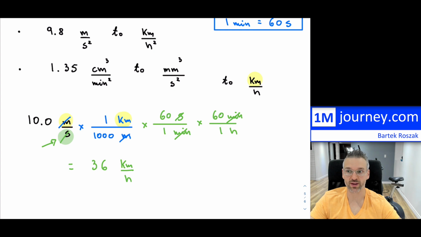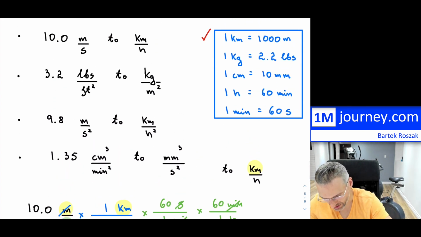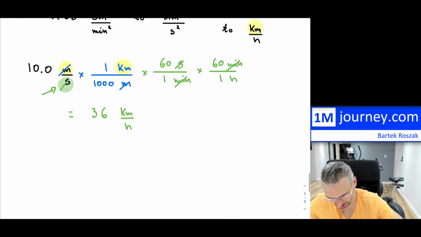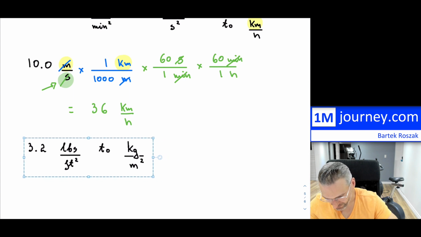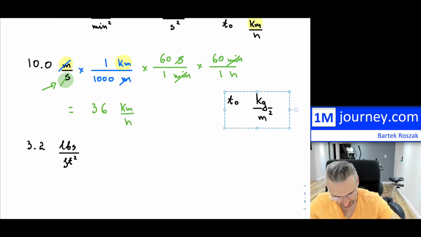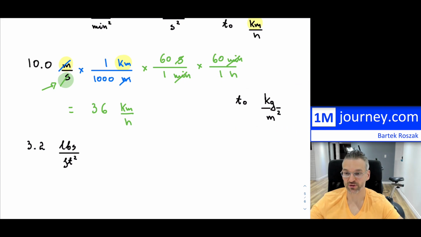So that's one of them. Now let's take a look at another one. The next one is actually a little bit even more challenging than this. I'm going to just copy this back down. So now how do I do this? I want to convert this to kilograms per meter squared, and I have pounds and then feet squared.